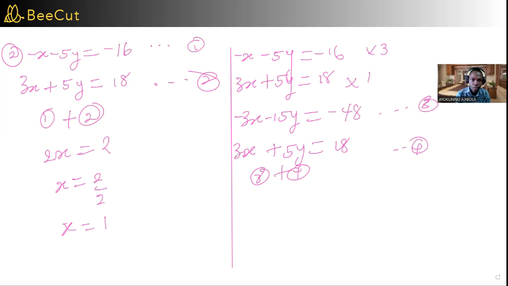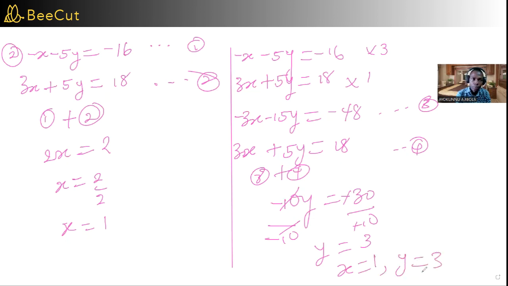When you add equation 3 and 4, this plus this gives me 0, but this plus this gives me minus 10y, equals, now this plus this gives me negative 30. So minus 30. Then you divide both sides by minus 10. So you can say y equal to 3, because negative cancels negative and 30 over 10 is 3. So I can say x equal 1, y equal 3. Let's check if we're correct.